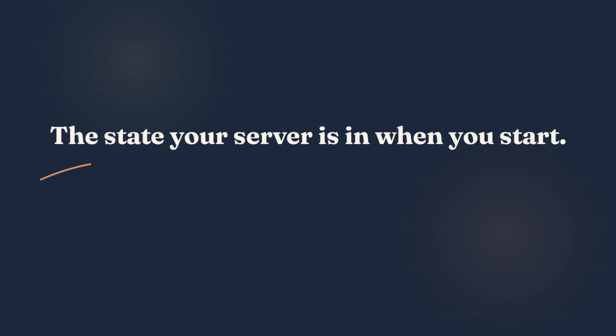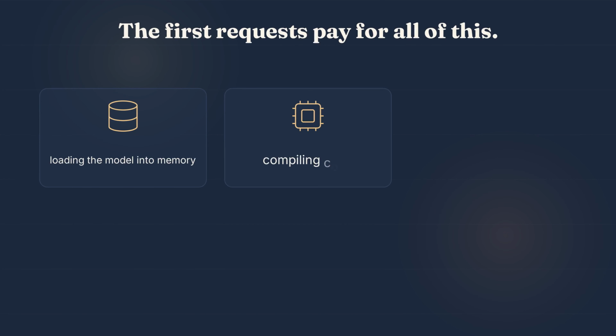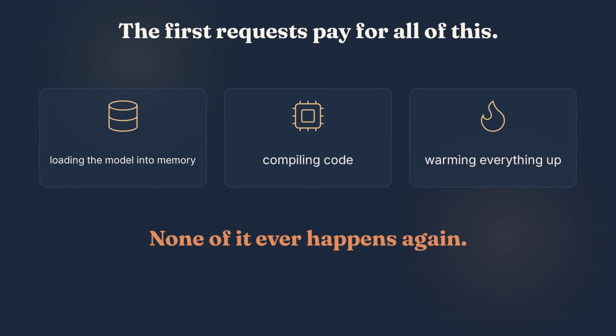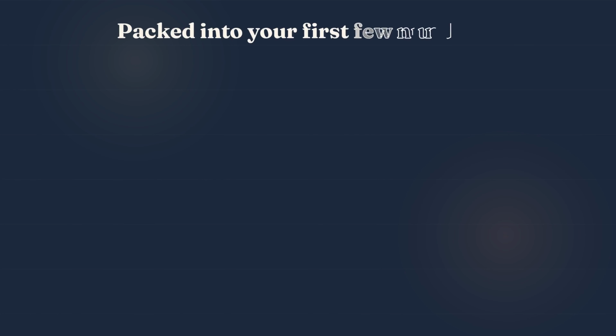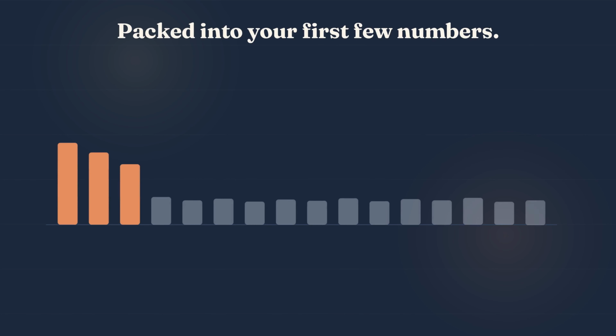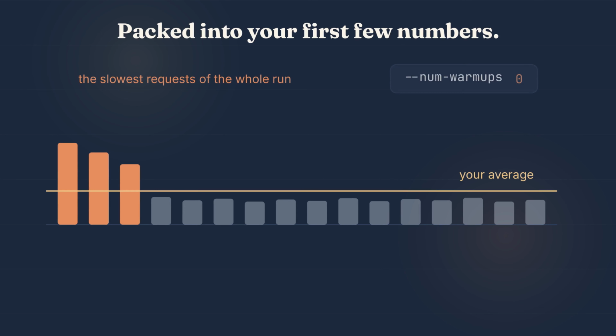Then there's the state your server is in when you start. Your server has only just started up. So the very first requests it answers are loading the model into memory and compiling code and warming everything up, and none of that ever happens again. So where does all of that end up? It ends up packed into your first few numbers. Does the command throw those away for you? It does not, because that setting is off. So the slowest requests of your whole run are sitting right at the front and dragging your average around.